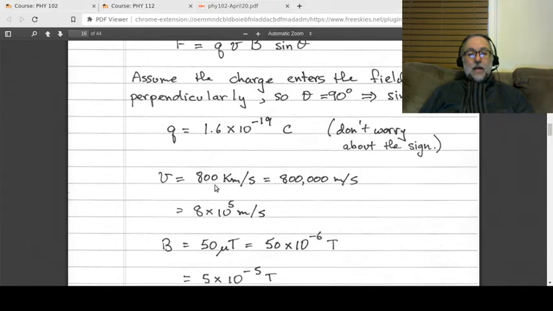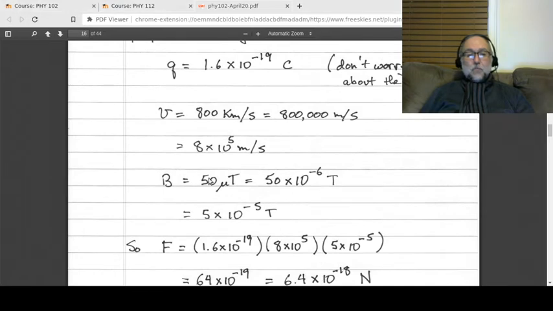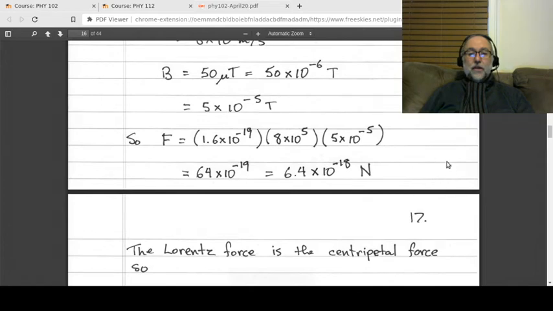The velocity is 800 kilometers per second, but we have to work in MKS, so that's 800,000 meters per second, or 8 times 10 to the 5 meters per second. The magnetic field is 50 microteslas, which is 50 times 10 to the minus 6 teslas, or 5 times 10 to the minus 5 teslas. You put that all in there, and don't forget the sine of theta is 1. You get that the force on the electron due to the magnetic field is 6.4 times 10 to the minus 18 newtons. That's a very tiny force, but electrons are very tiny.